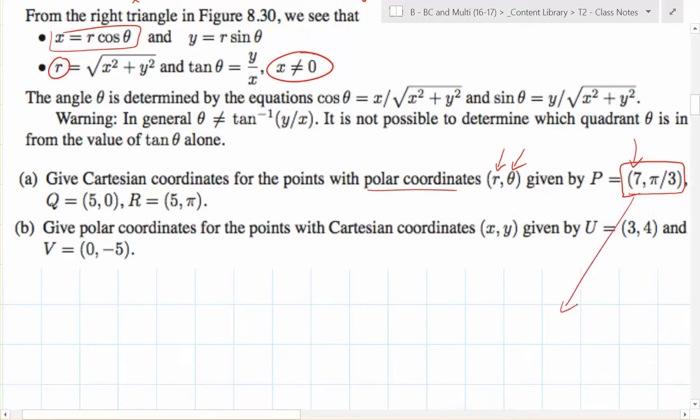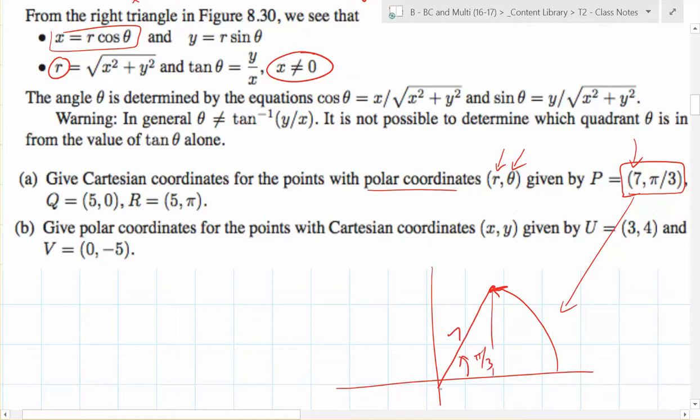If we wanted to draw this point, you need to go pi over 3, which is how far? Like 60 degrees, like right about here. And then what's this distance? 7. So you know that this right here is pi over 3. And if you wanted the Cartesian here, you need the x and the y, correct? So which thing do you need to find the x coordinate? What does x equal? X equals 7 cosine pi over 3.